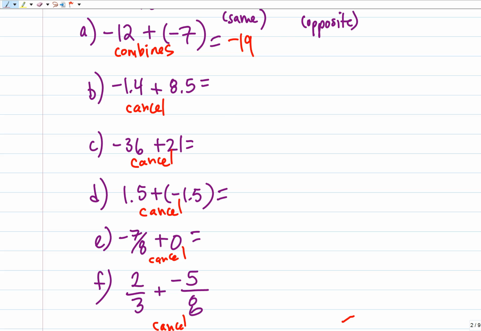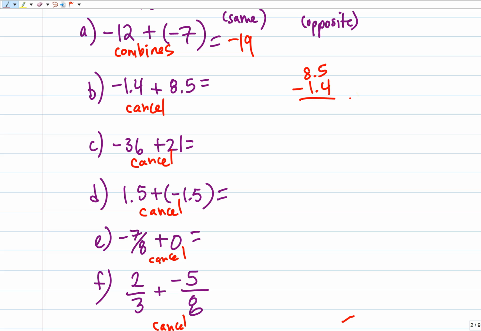If I have negative 1.4 and positive 8.5, will they combine or cancel, right? And which of those is the larger of the numbers? We have a greater positive this time, right? Isn't 8 more than 1? So really, in my mind, this is the same thing as 8.5 minus 1.4.